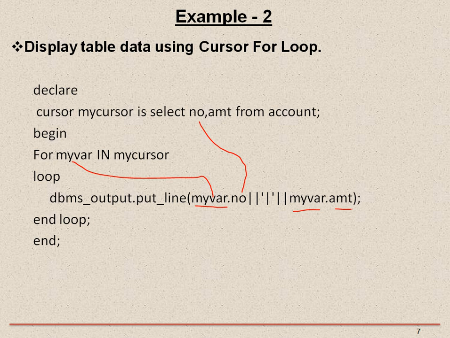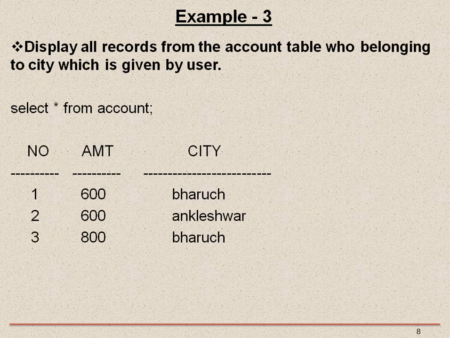Okay, now we move ahead to the third example. This is a little bit of an example with conditions. It displays all records from the account table who belong to a city which is given by the user. This is my condition. So ultimately what am I firing? This is my table information.